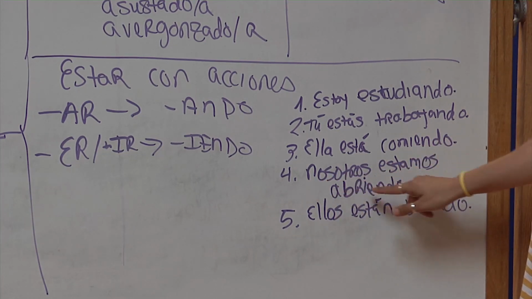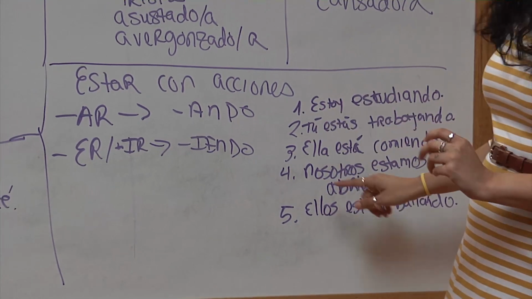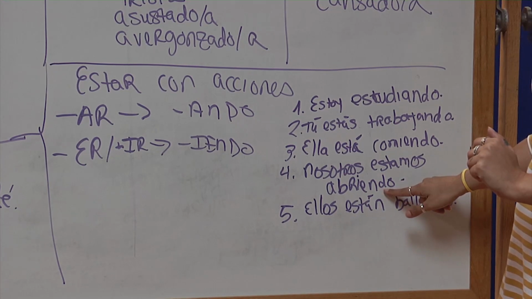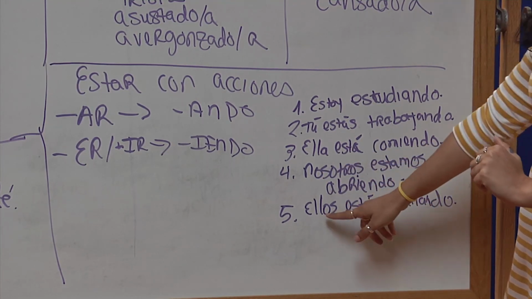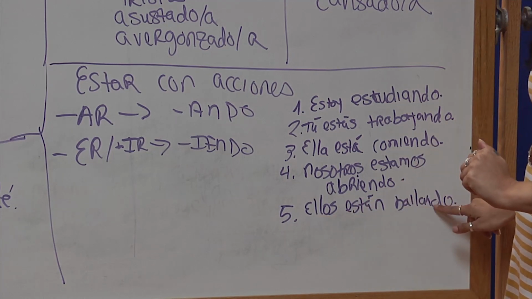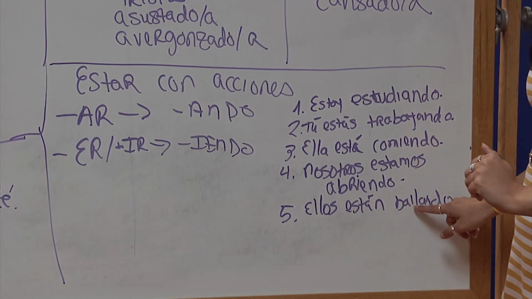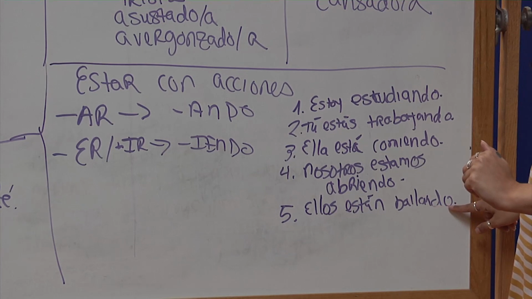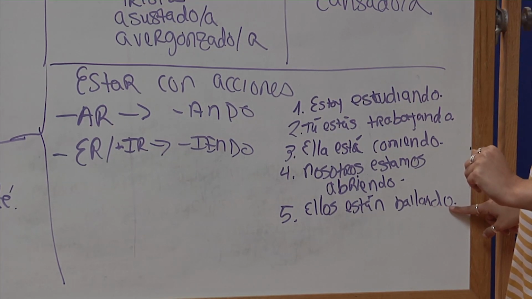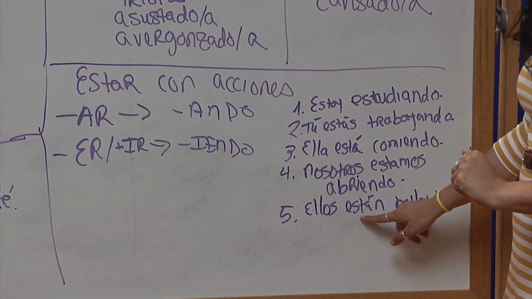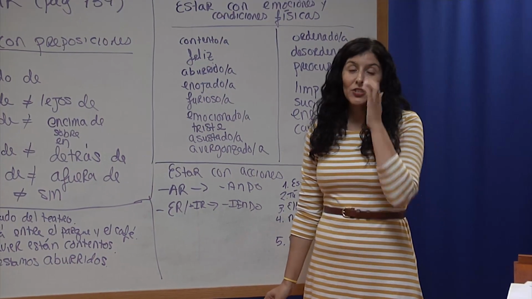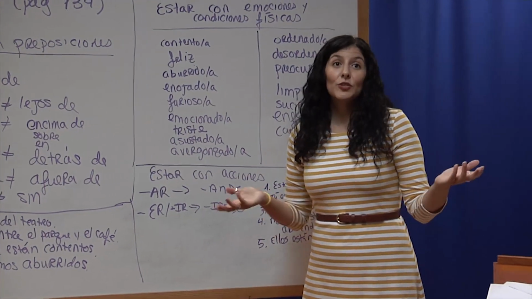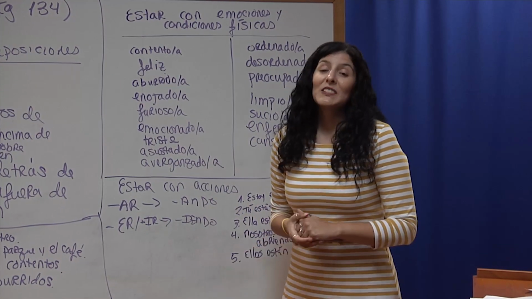Nosotros estamos abriendo. We are opening, right? I need an ing to indicate the opening, and we are. Nosotros estamos. Ellos están bailando, meaning they are dancing. I have ando to indicate the ing of dancing, and they are. Ellos están.